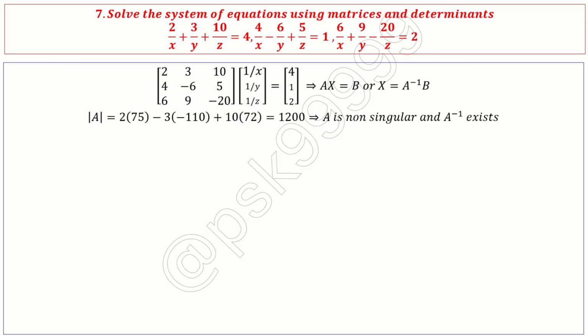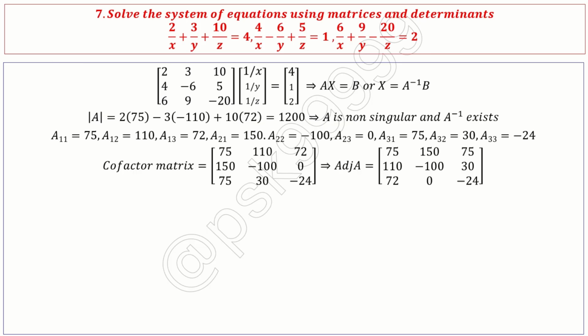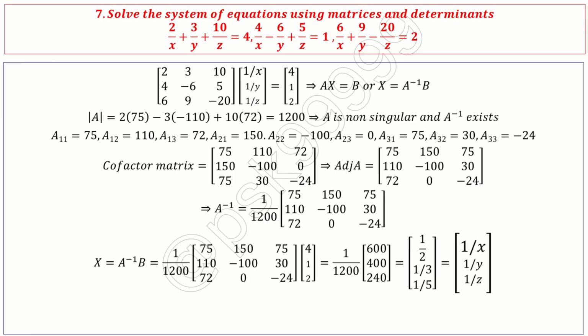This is your determinant, which is 1200. So A inverse exists. Cofactors, cofactor matrix, transpose, adjoint A you got. Adjoint A divided by determinant, which is A inverse. You got it. Okay, A inverse into B. And you got it, which is 1 by 2, 1 by 3 and 1 by 5. This is my 1 by x, 1 by y and 1 by z, correct? Which means x, y, z are 2, 3, 5, right? If it is a linear equation, it is a difficult way of solving actually, right? It's not straightforward. But in this one, you have this advantage. So use that advantage. So this is your answer. Okay, next.